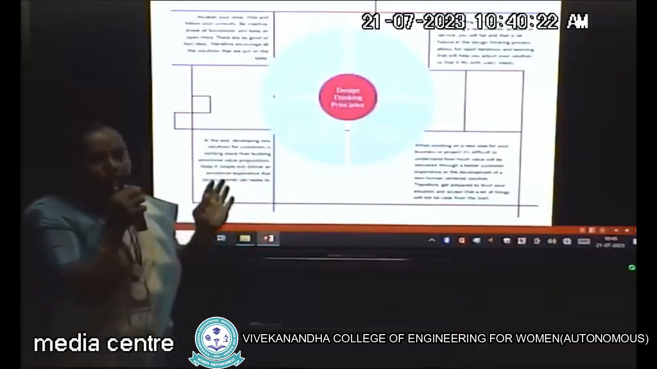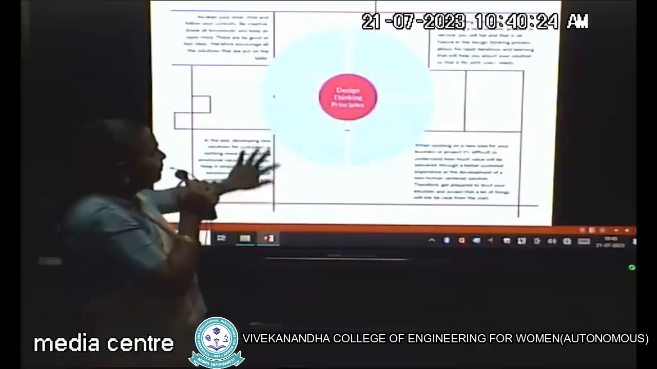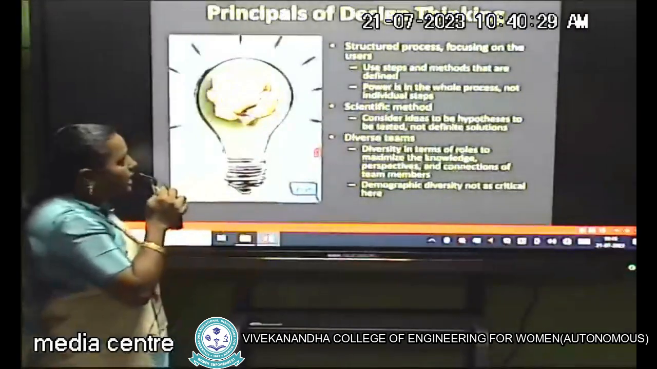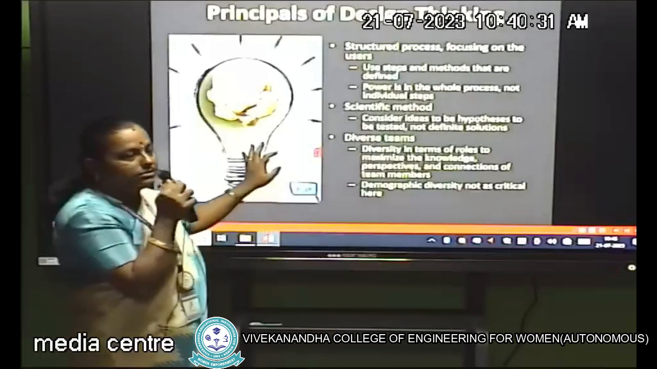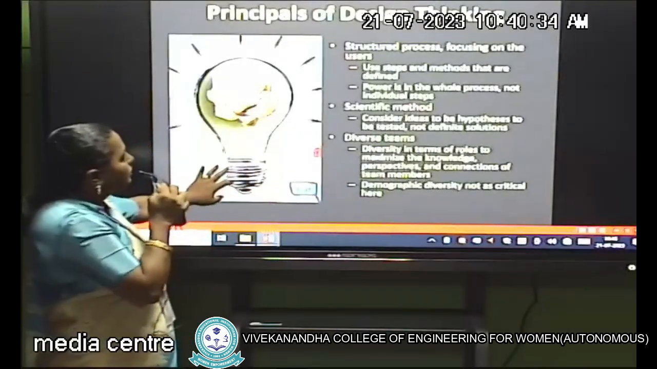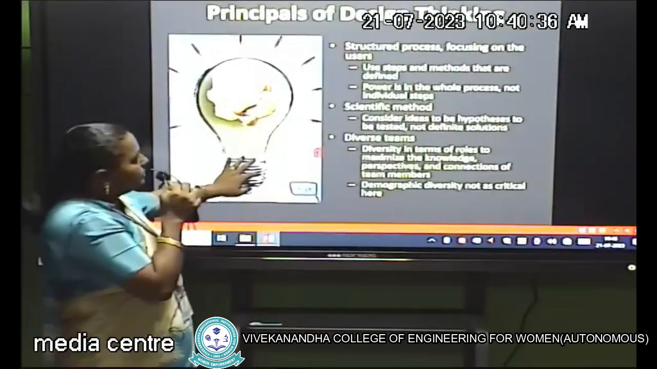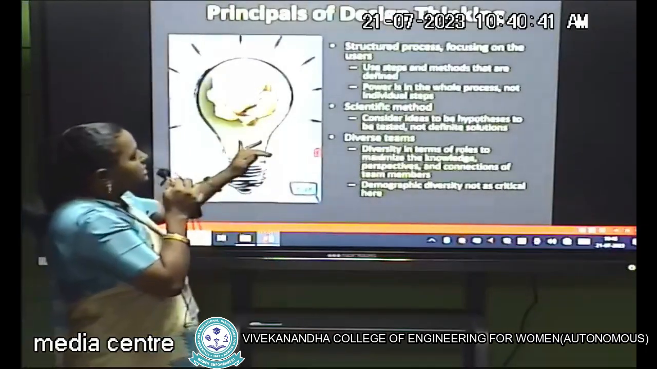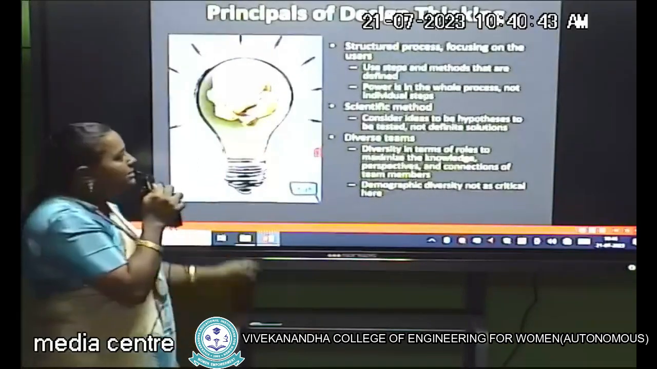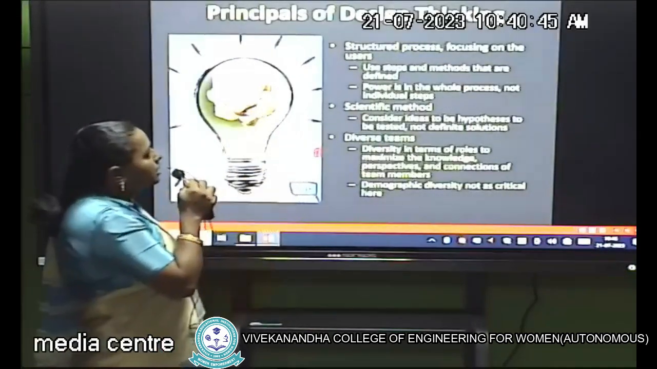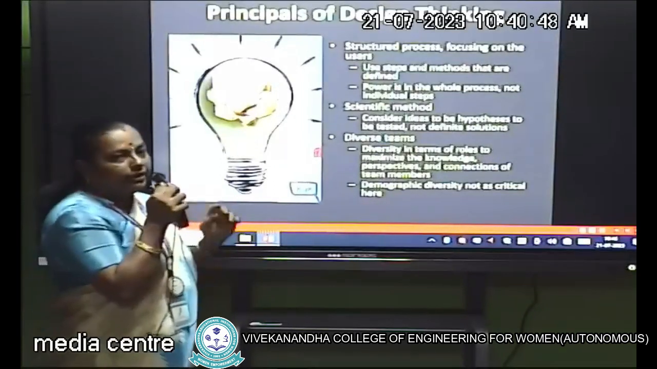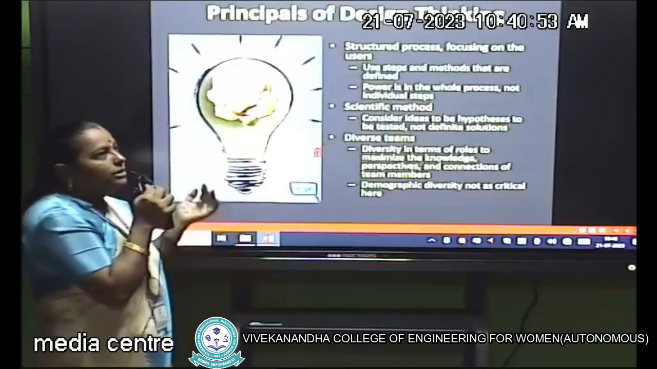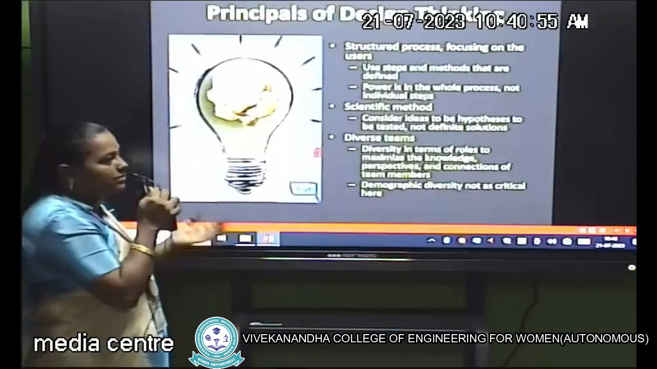It is the easiest way. So this is also some definitions, and next we are going to follow some more principles. While you are finding solutions to your problem, we take a structured process, also focusing on the users. Before you take any decisions or solutions, we first focus on the users, whether it is useful to the users or not.